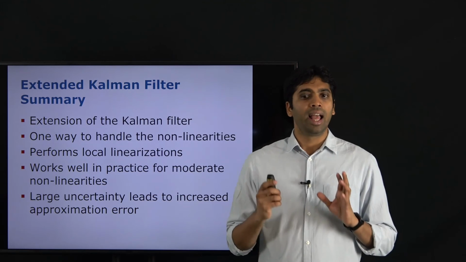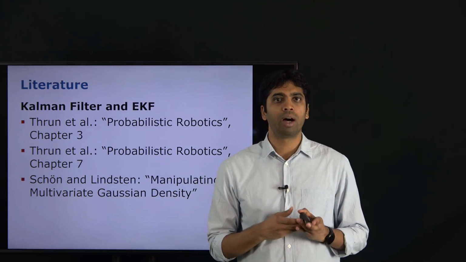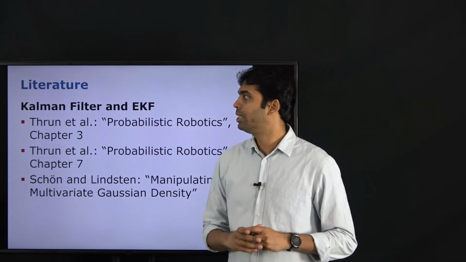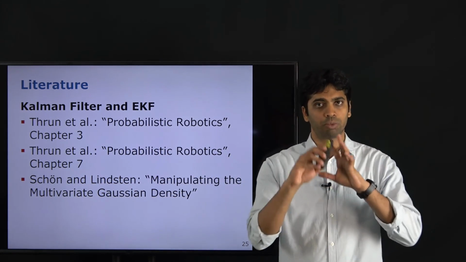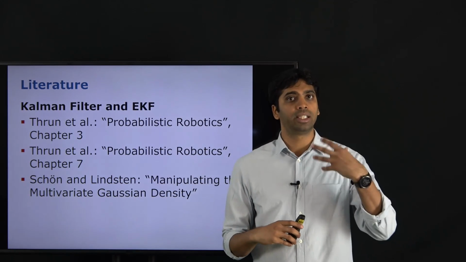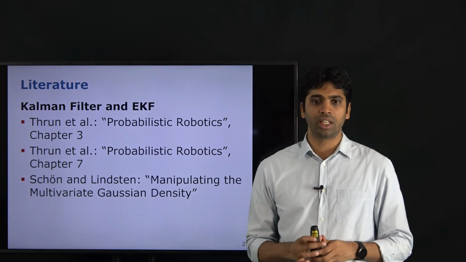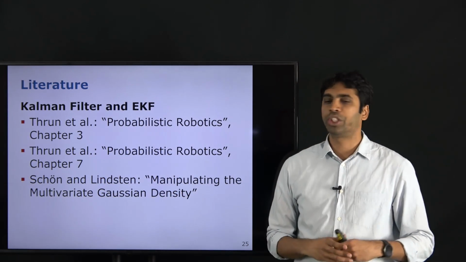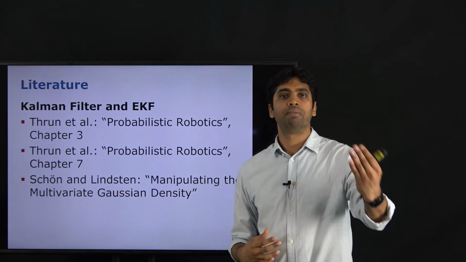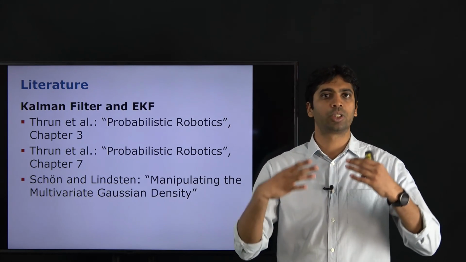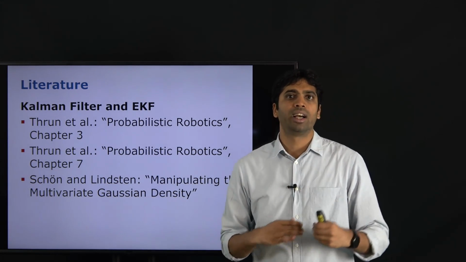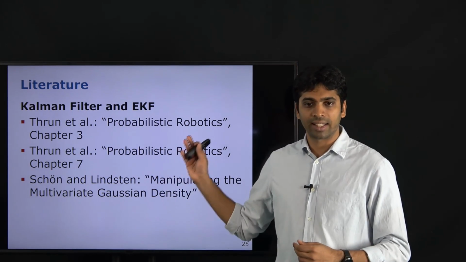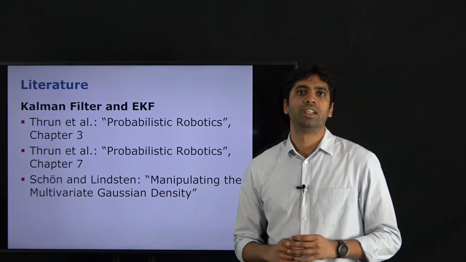Right. And if you would like to read more about what I've just talked about, chapters 3 and 7 from Probabilistic Robotics talk about Kalman filters both in general and also in their application for localization. I would also recommend you to read this paper, which talks about manipulating different Gaussian densities. When you derive the Kalman equations, you would need some of the steps that they describe here. So if you'd like to read more, I can suggest these 3 literature sources to you.